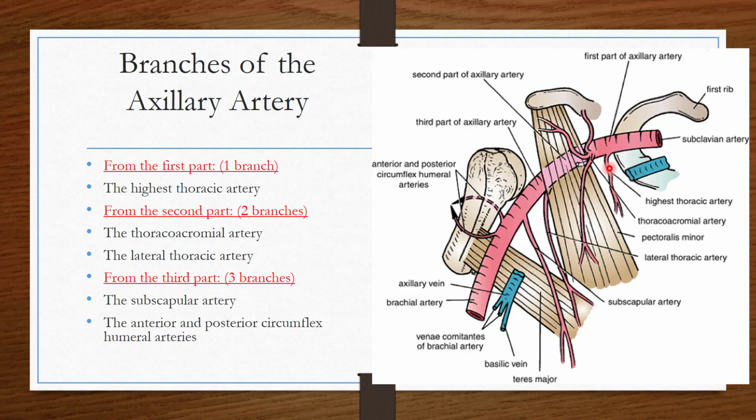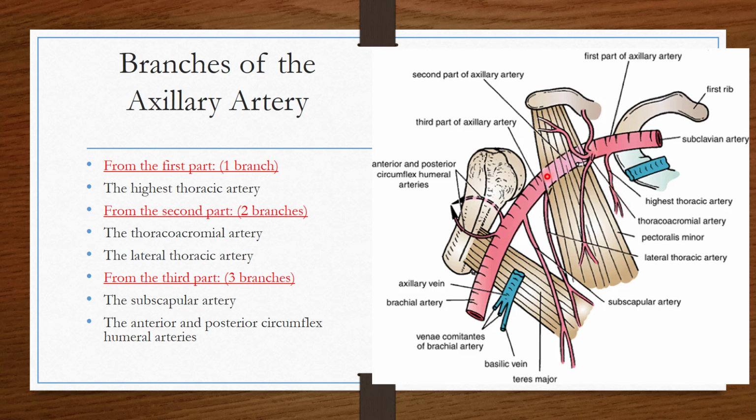So, first of all, the branch of the first part of the axillary artery, there is only one branch which is called the highest thoracic artery. See here, I am moving my cursor on the highest thoracic artery. This is the highest thoracic artery, which is the only branch of the first part of the axillary artery.